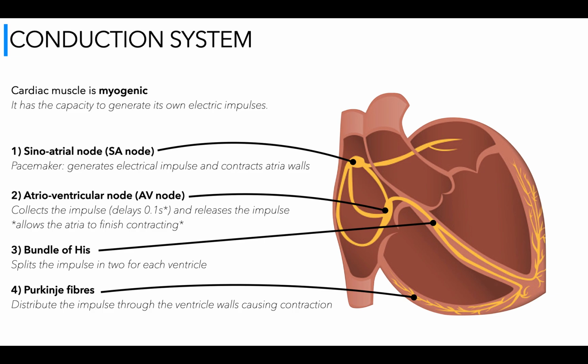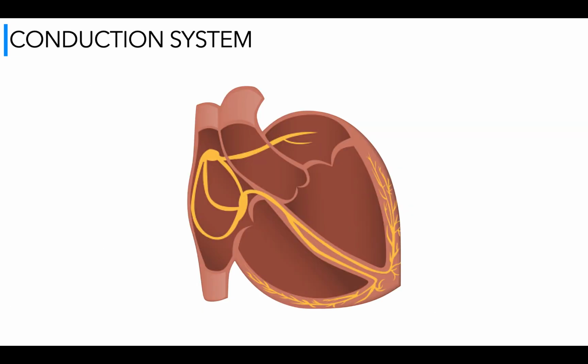Let's have a look at that in an animation I made. There are some on the internet, but I've tried to make my own so you can see it a little bit slower. Here's the SA node. The SA node is going to generate its own impulse and fire it through the atria walls. Then there are four pathways right there, so it's not forgetting about the left atrium.